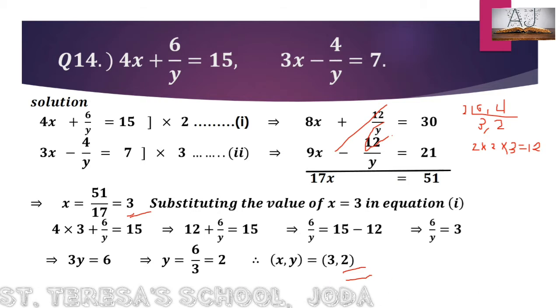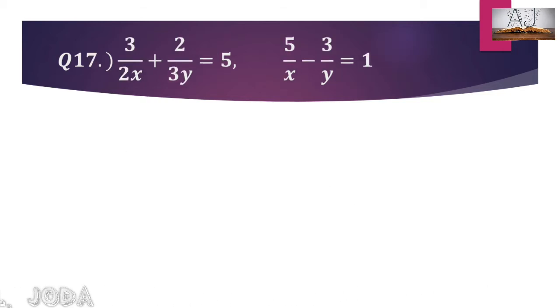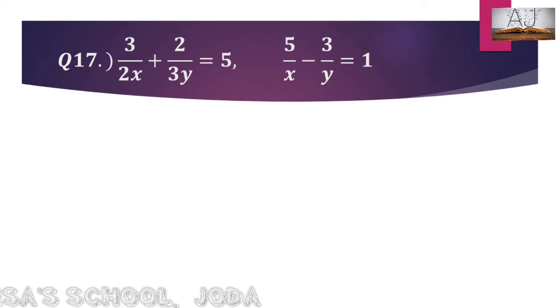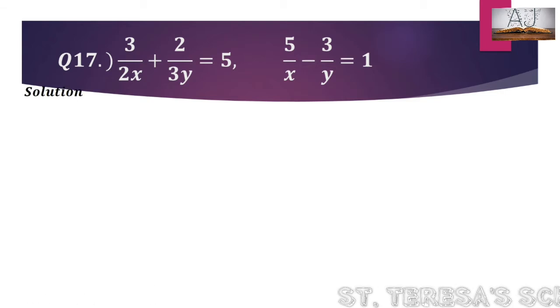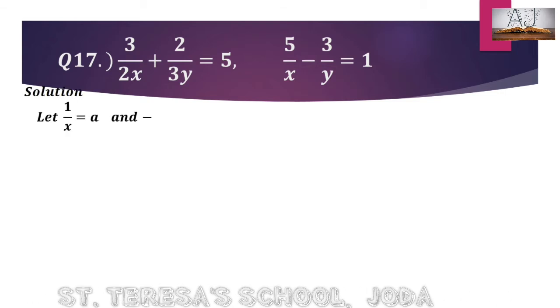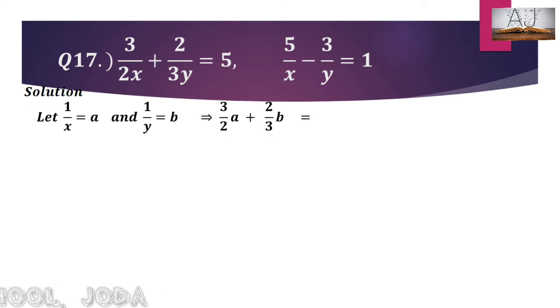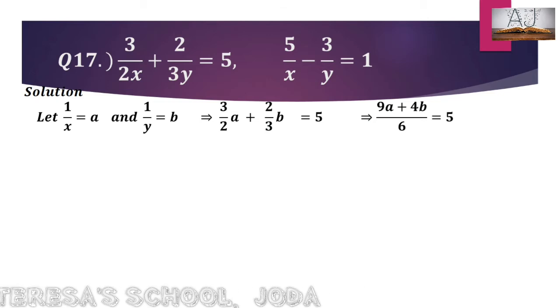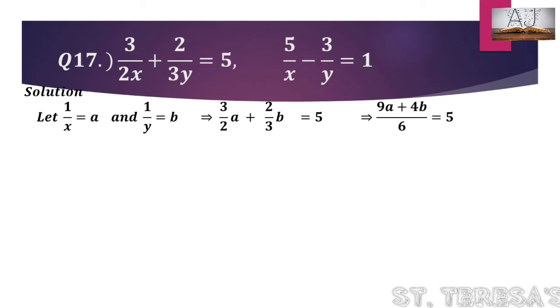Next question, which one we'll see? Let us see question number 17. That looks a little different. So 3 by 2x plus 2 by 3y is equal to 5, and 5 by x minus 3 by y equal to 1. We can do this also in the same way as we did the previous question. But another way we have, by assuming 1 by x as a or u, anything one take, and 1 by y as b. So here I have assumed 1 by x as a and 1 by y as b.